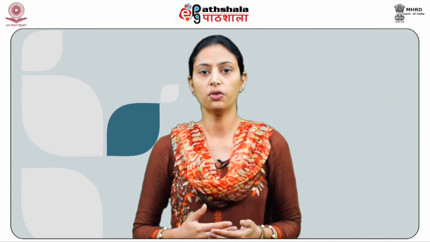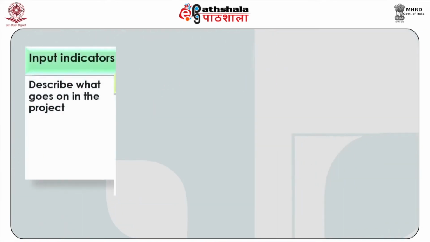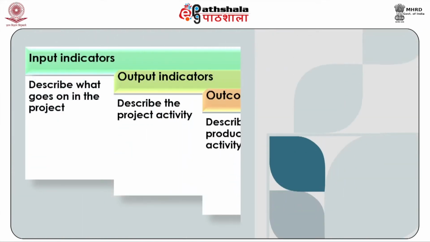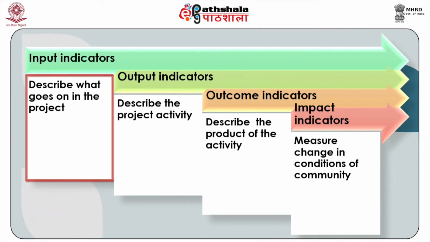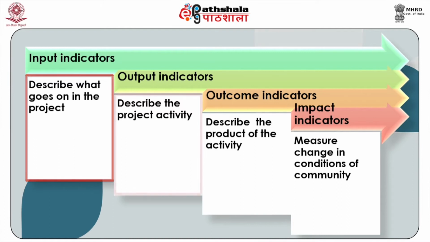Monitoring indicators are of four types, namely input indicators, output indicators, outcome indicators and impact indicators. Input indicators describe what goes into a project. For example, the number of bricks bought on site and the amount of money spent.